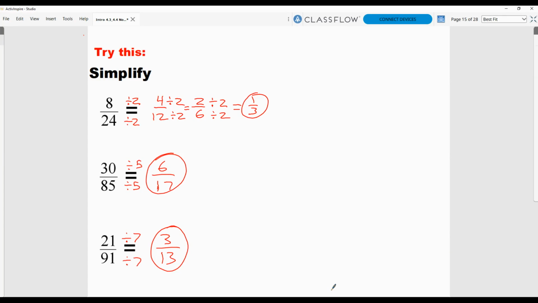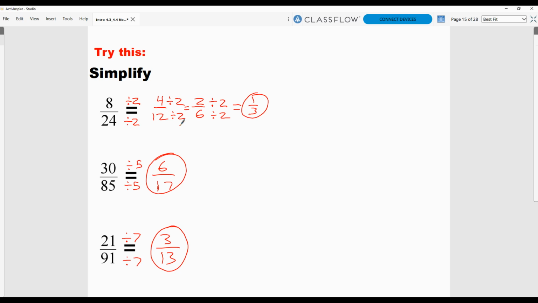All right, let's take a look and see what you guys came up with. So here's our first one, 8 over top of 24. You might have chosen a different number to divide that by. I mean, you could actually divide both of them by 4, but since they're even, I started with 2. So if I start with that, I ended up with 4 over 12.